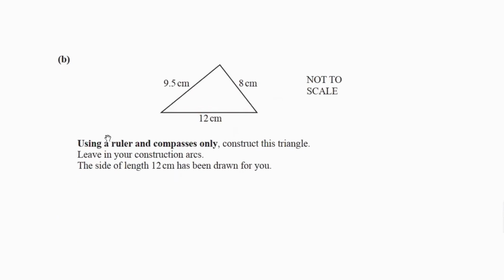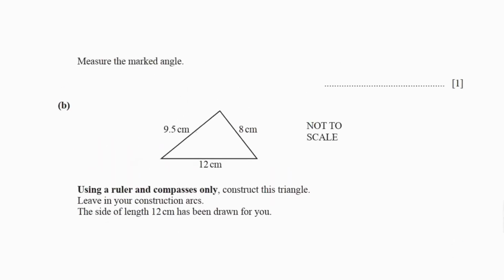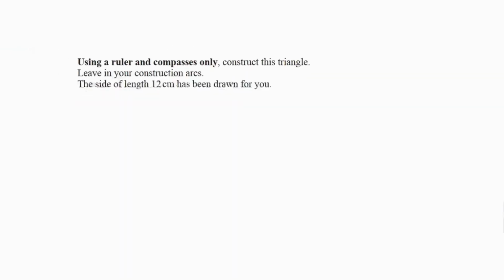Then in part B, it says, using a ruler and compass only, construct this triangle, leaving in your construction arcs, and the side of length 12 centimeters has been drawn for you. So if we scroll down, they've already drawn the 12 centimeter side. And what they want us to do is construct the remaining two sides to complete the triangle. So for this, remember that we'll take our compass and we'll open it to 9.5 centimeters first. So I'm going to write the steps.